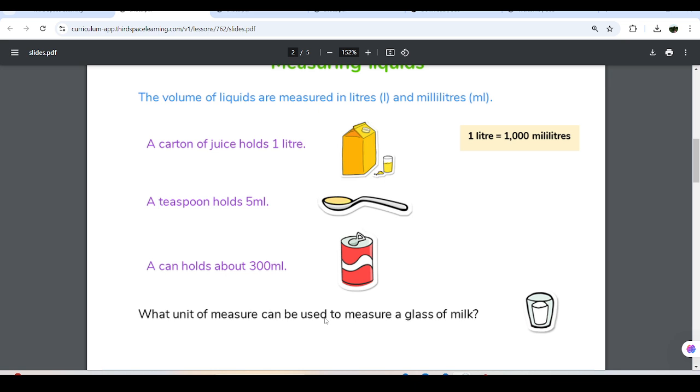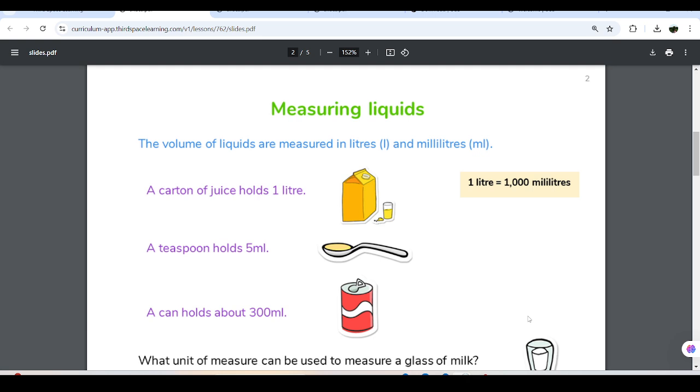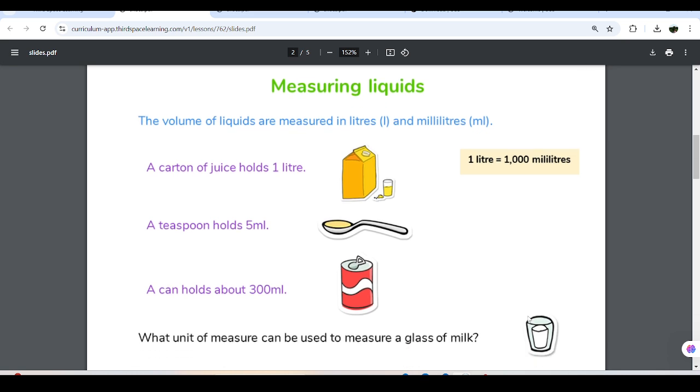So what unit of measure can be used to measure the glass of milk? To measure the glass of milk, you have to do 1 liter. Yeah, it would be liters, a very big glass, because 1 liter is a big bottle. Have you seen a 1 liter bottle? Yeah, my mom has one. Yeah, so that big glass it would be.